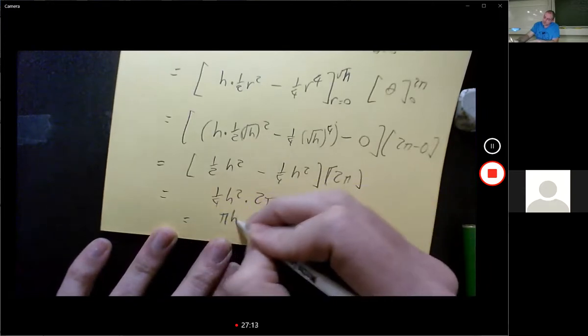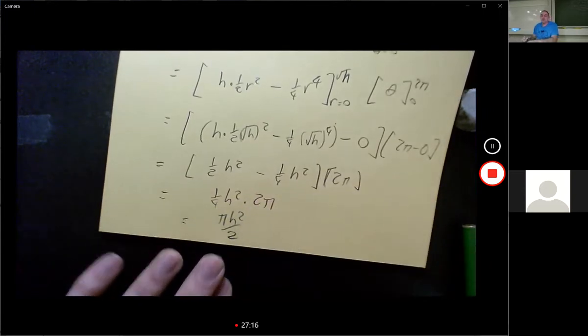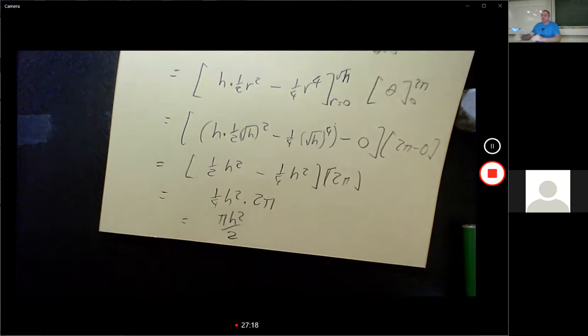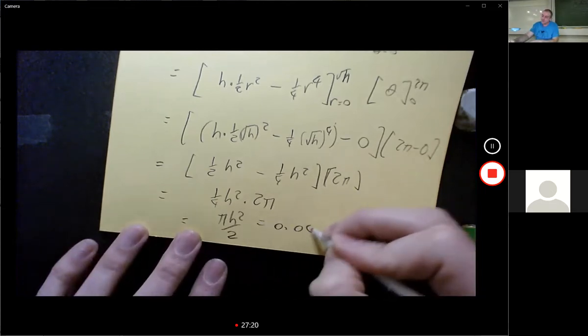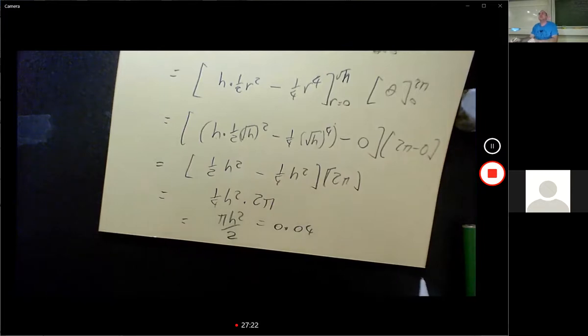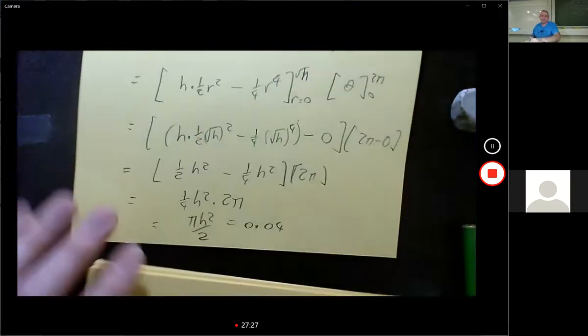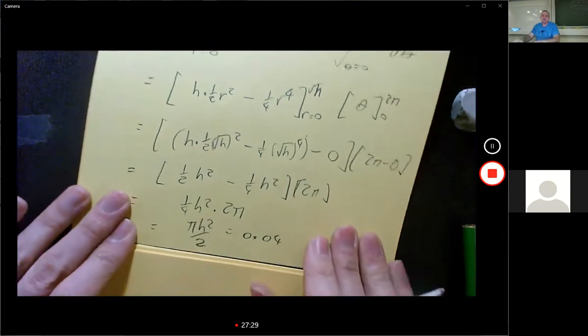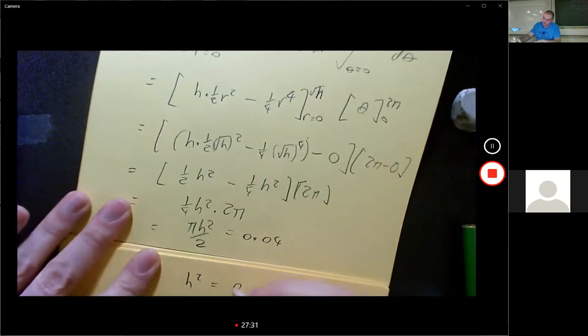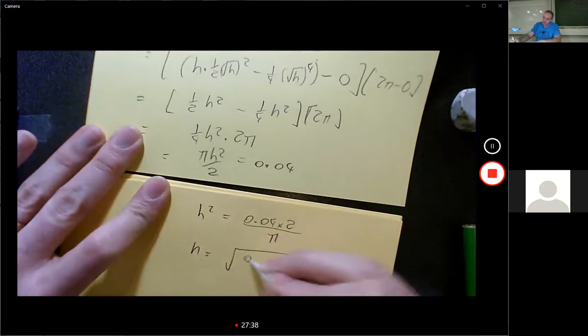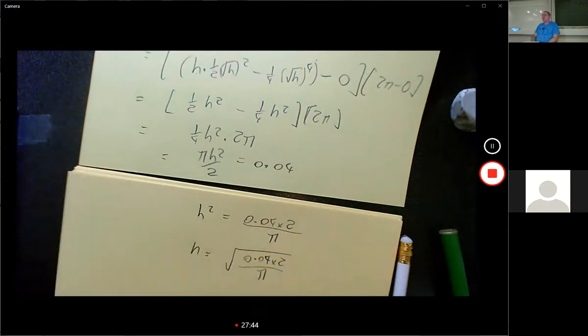Which is pi h squared on 2. And this I need to be 0.04, because that's what we figured out right at the beginning. And so therefore h squared is 0.04 times 2 divided by pi, and h is whatever the square root of that is, which I don't care to figure out.